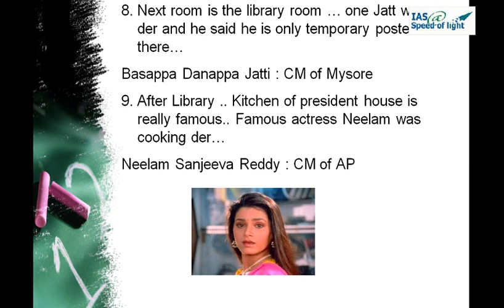After the guest room, the next room is the library room. President House has a very big library. So one Jat was there, a Jat is a Haryanvi community, very aggressive people. He said he is only temporarily posted there. So from Jat we get Jatti. He acted as the acting president of India after the death of Fakhruddin. So Basappa Danappa Jatti. From Jatti we get Jat, and Jat it is the library room.